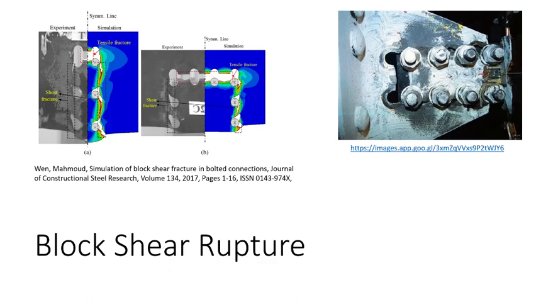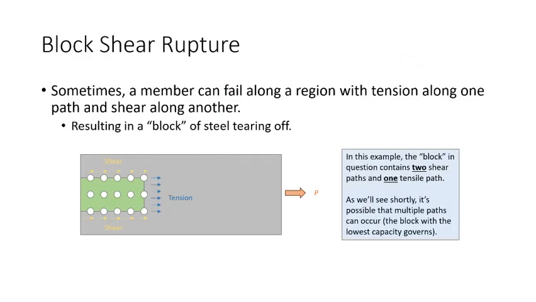And you can see sort of the same idea. Here you can see a tensile failure here, and then a shear failure along this plane here. Does that kind of make sense? That's kind of what block shear is, okay?